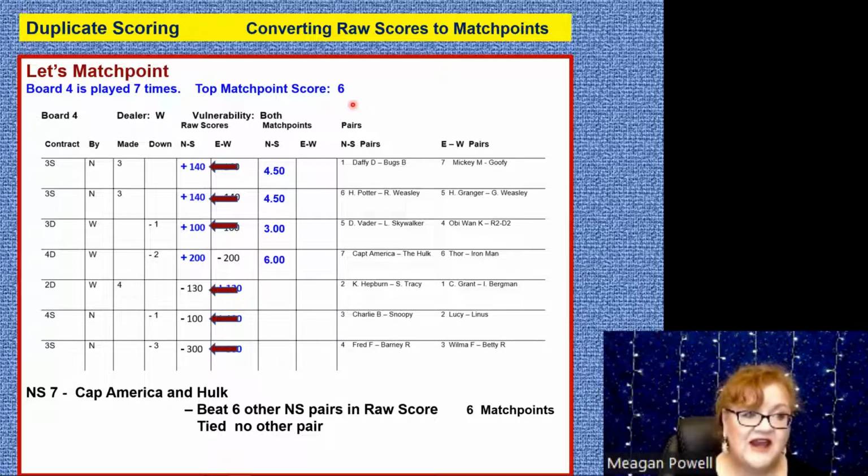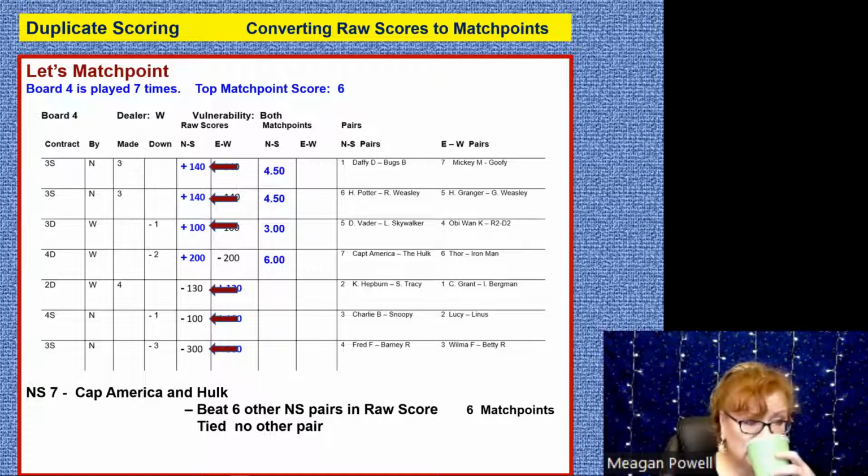And notice that is the top match point score. We said in a seven table game, and this is what you're looking at on the chart, is seven lines, right? Seven tables. In a seven table game, you can't beat up on yourself, but you can beat the other six tables. So that's what Captain America and the Hulk did. They got the best raw score in the north-south direction. They beat six other pairs. They get a 6.00. They get what we refer to as a top on this particular board.